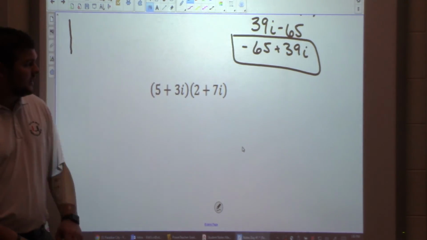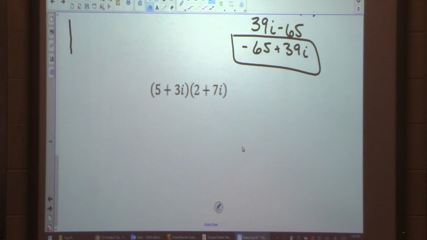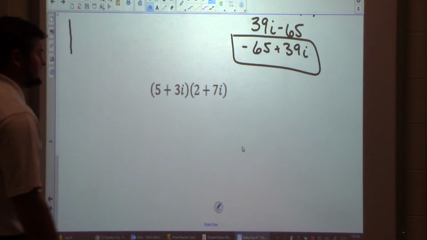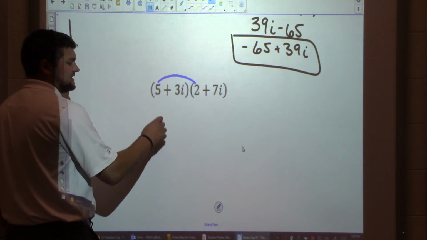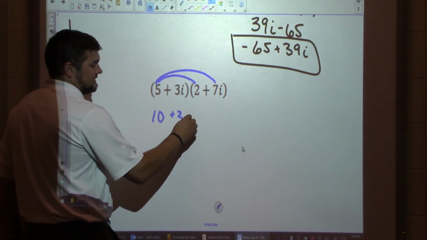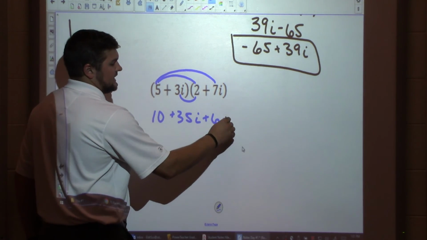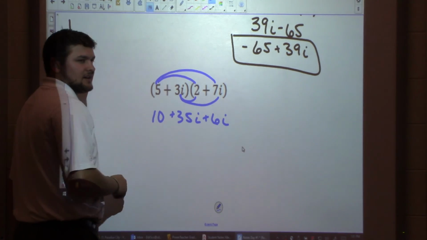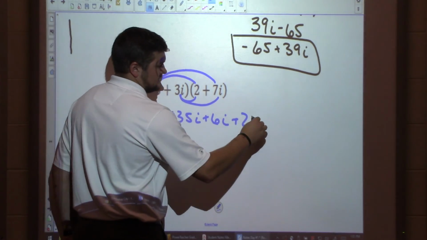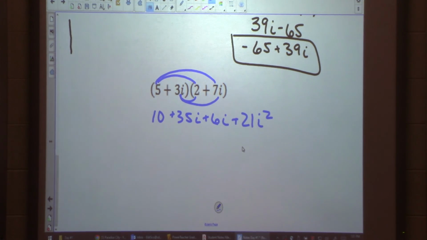Alright, one more. Do we have any questions, by the way? First, outside, inside, last. FOIL: first, outside, inside, last. 5 times 2 is 10. 5 times 7i is plus 35i. 3i times 2 is plus 6i. 3i times 7i will give me plus 21i squared.